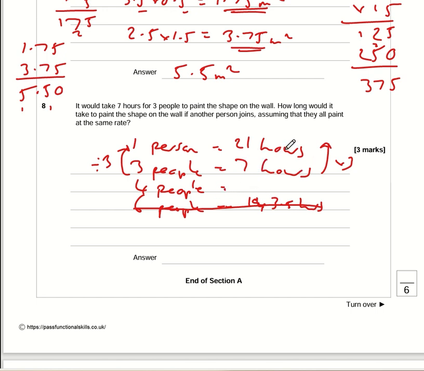Okay, so if one person takes 21 hours and we've got 4 people on the job, that is 4 times more people. So it's going to take 4 times less. So our final calculation is 21 divided by 4. So let's just do this down here.